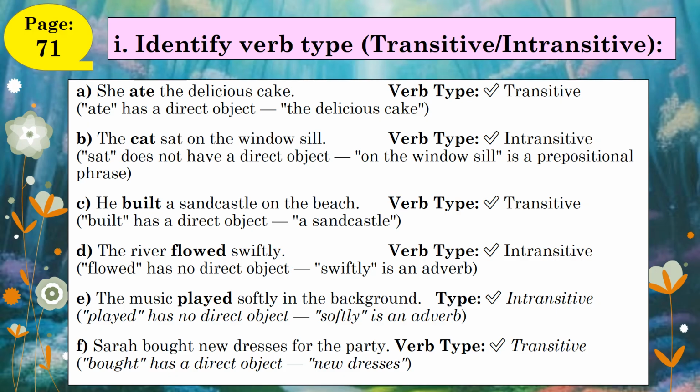4. The river flowed swiftly. Flowed is intransitive. It shows action, but has no object. Swiftly only describes how the river flowed. 5. The music played softly. Played is intransitive. No object follows it. Softly is an adverb describing the action. 6. Sarah bought new dresses for the party. Bought is transitive. The action falls directly on new dresses. Understanding the difference between these two types of verbs helps build stronger, clearer sentences.